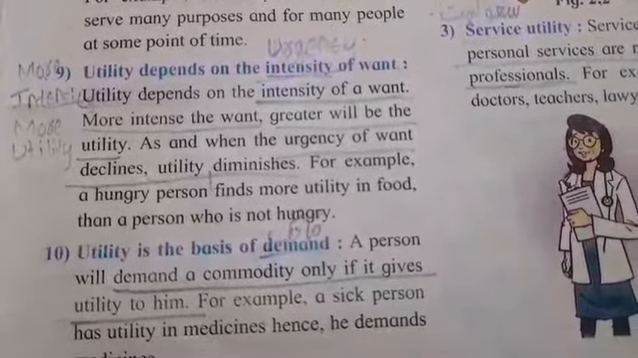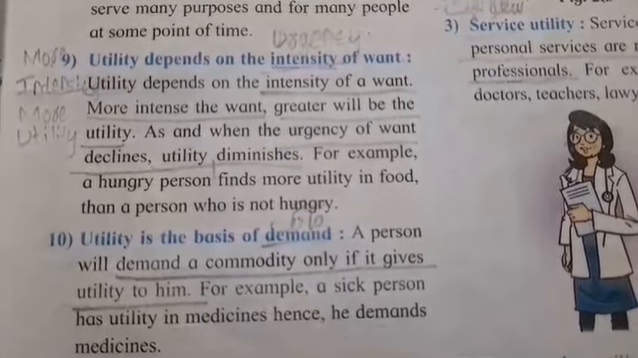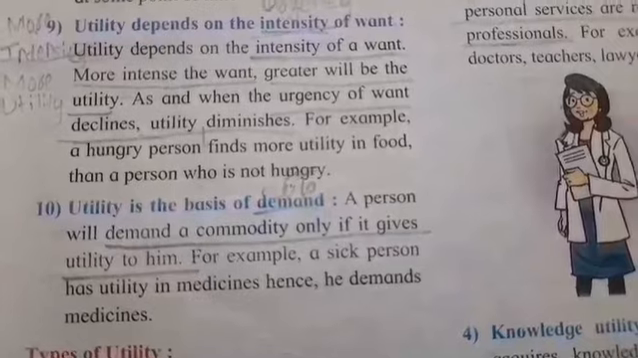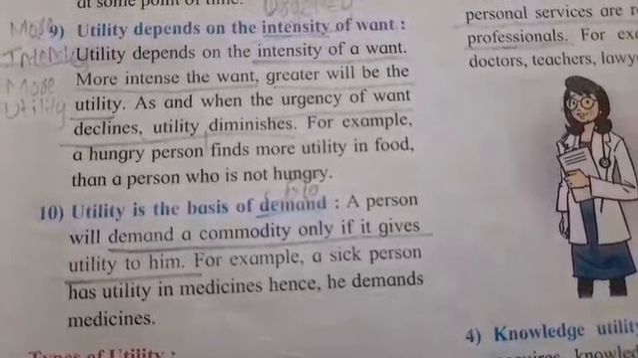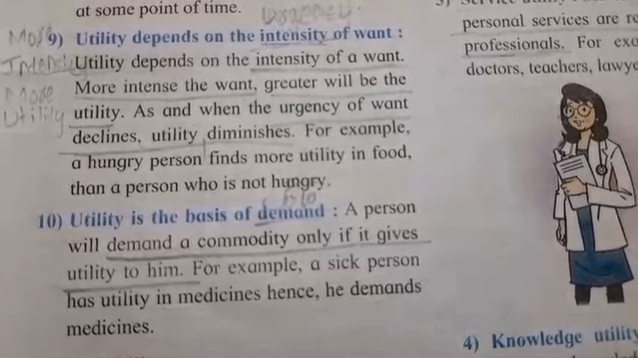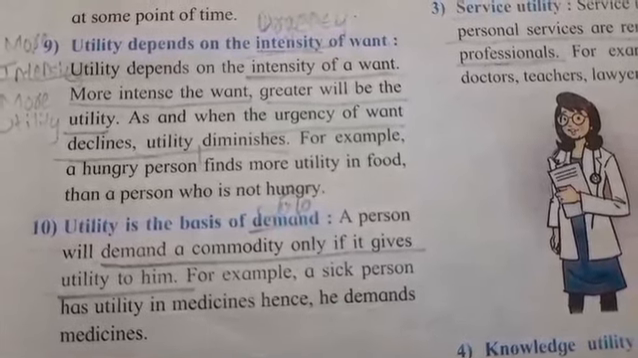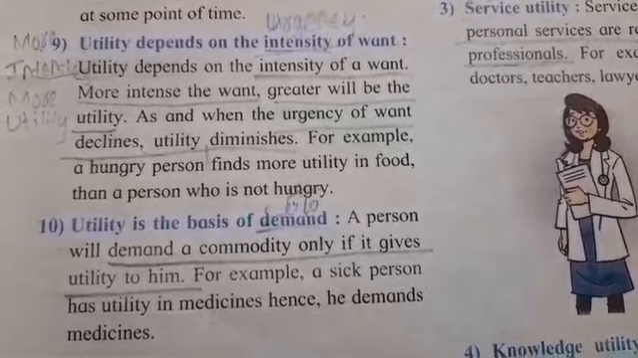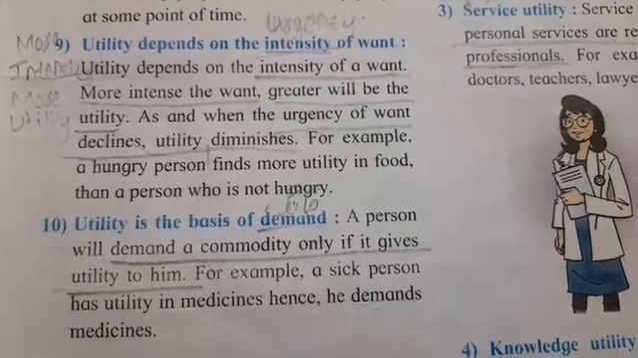Nine. Utility depends on the intensity of want. The more intense the want, the greater will be the utility. As and when the urgency of want declines, utility diminishes. For example, a hungry person finds more utility in food than a person who is not hungry.